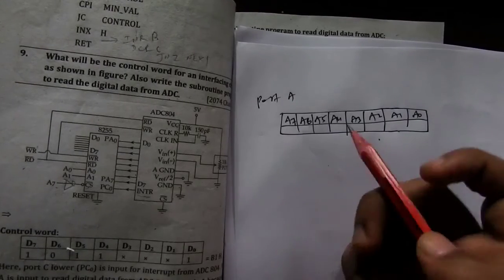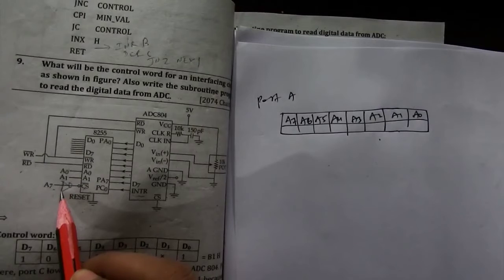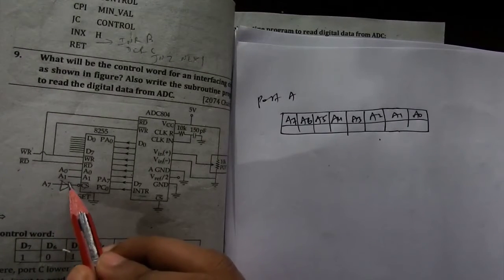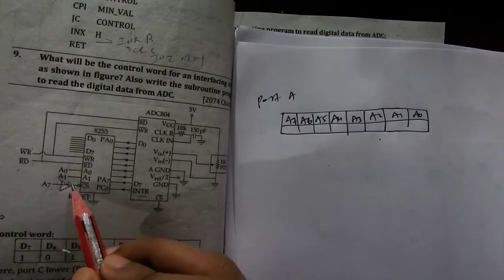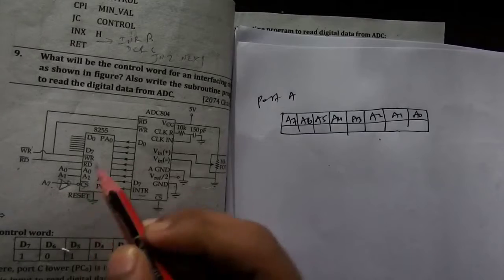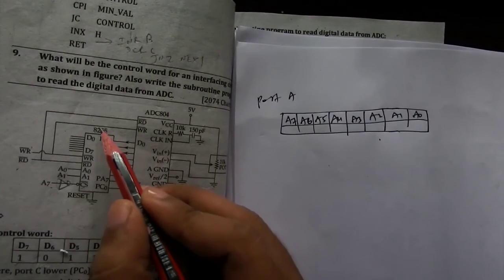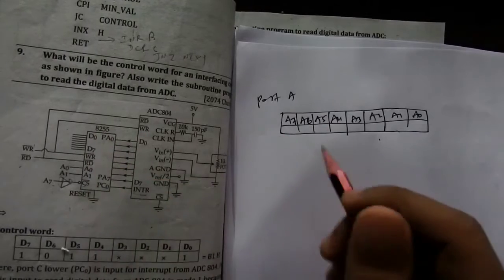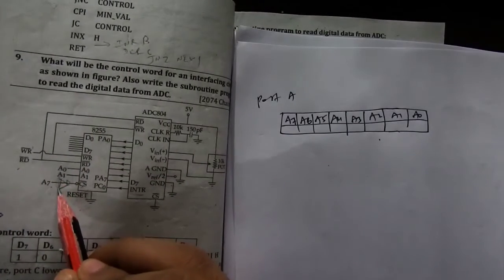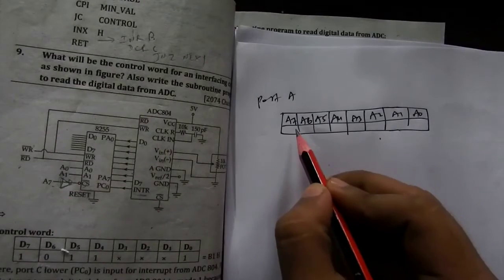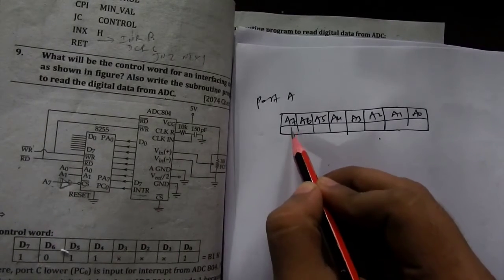So here needs to be a NOT gate, so that when A7 is high, the output of this NOT gate will be 0, and then 0 goes to here, and then 0 will become 1 here, so that this PPI will be selected. Therefore there needs to be a NOT gate, and if there is a NOT gate, then A7 will be 1.